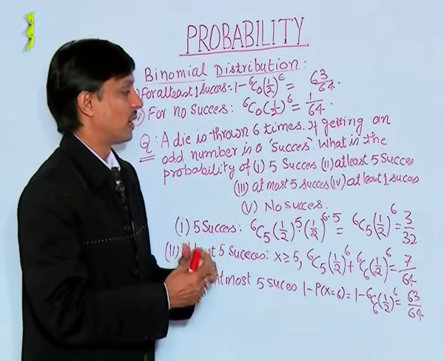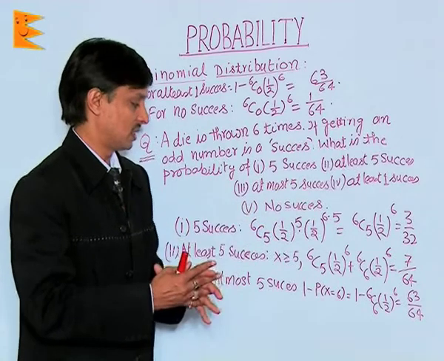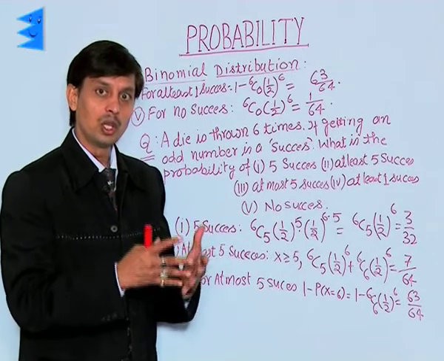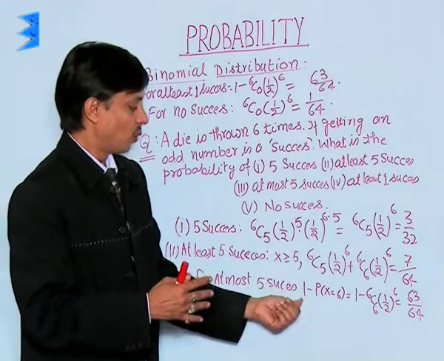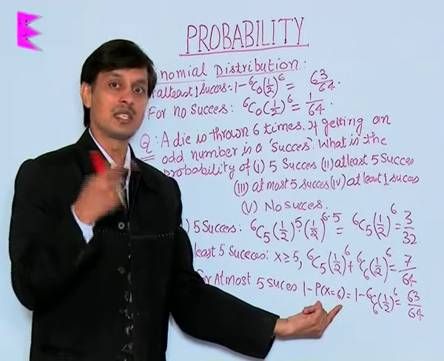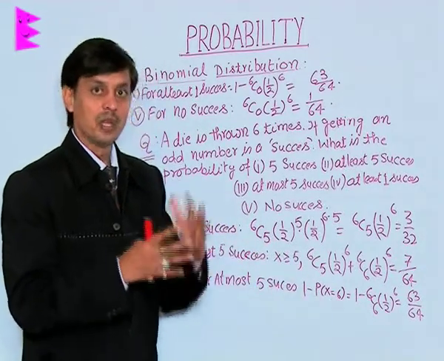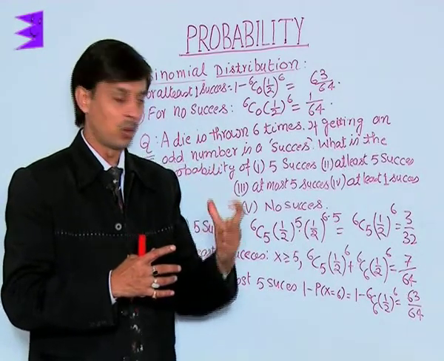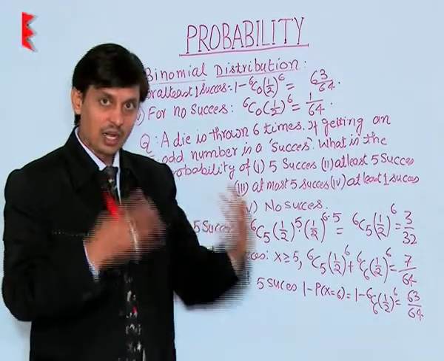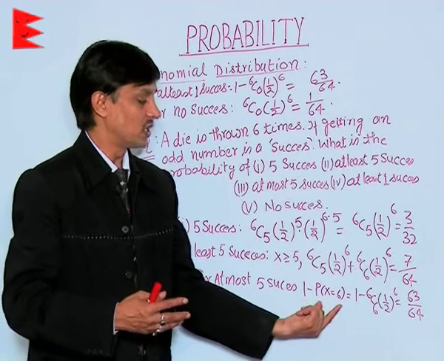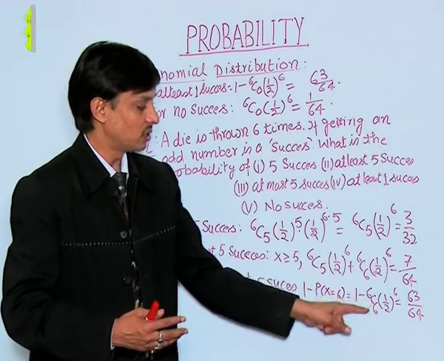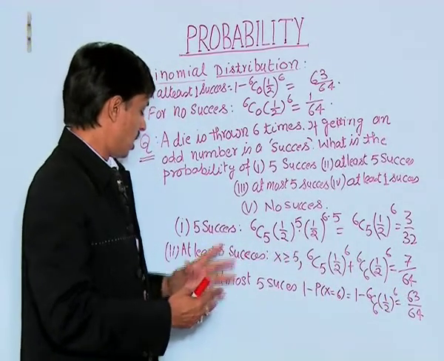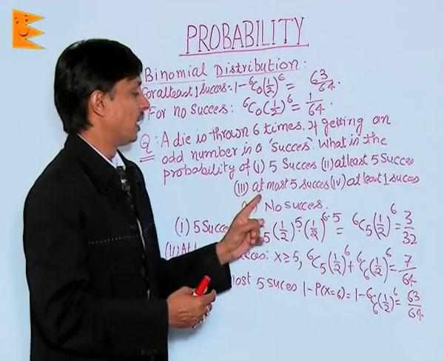If we talk about the third part, it is at most 5 successes. At most 5 successes means 0, 1, 2, 3, 4, 5. It means that only 6 successes are to be removed, because instead of calculating 0 success, 1 success, 2 successes, 3, 4, and 5 successes, we can ultimately calculate 1 minus all 6 successes, that is 1 minus 6C6 half to the power 6, which is 63 by 64.